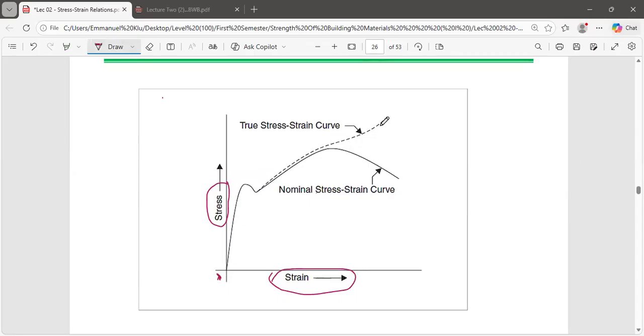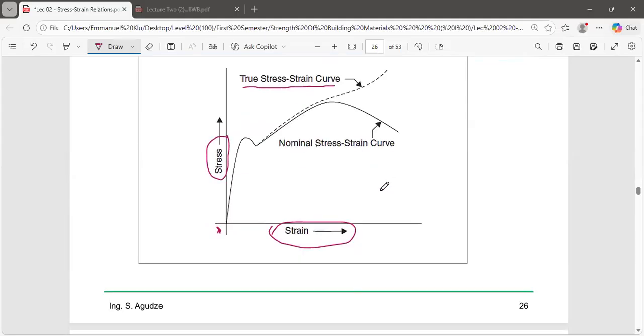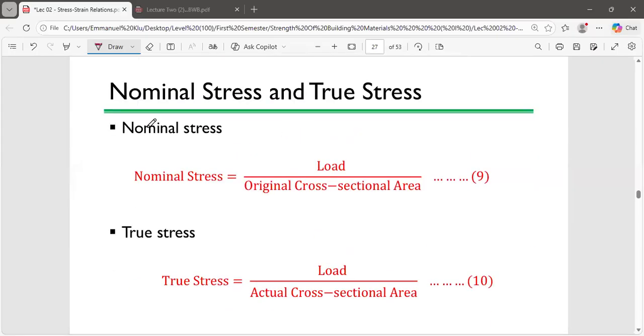And the graph, you can see how the graph has been plotted. So as true stress is increasing, you realize that the strain is also what? Increasing. Okay. And this over here is the nominal stress strain curve, and the breaking one is the true stress strain curve. The nominal stress and true stresses.